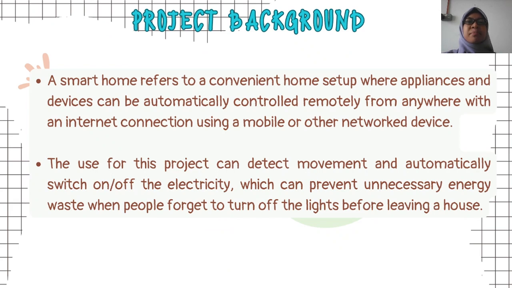Okay, firstly, the project background. A smart home refers to a convenient home setup where appliances and devices can be automatically controlled remotely from anywhere with an internet connection using a mobile or other networked device. Secondly, this project can detect movement and automatically switch the electricity on or off, which can prevent unnecessary energy waste when people forget to turn off the lights before leaving the house.